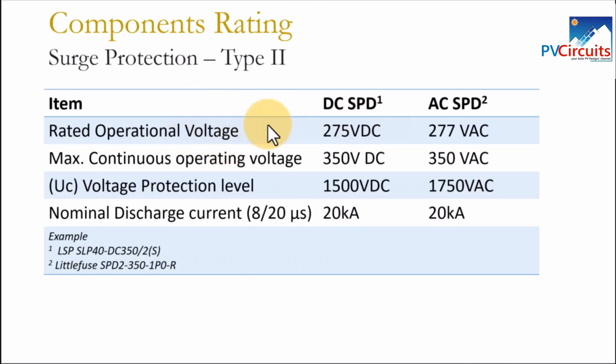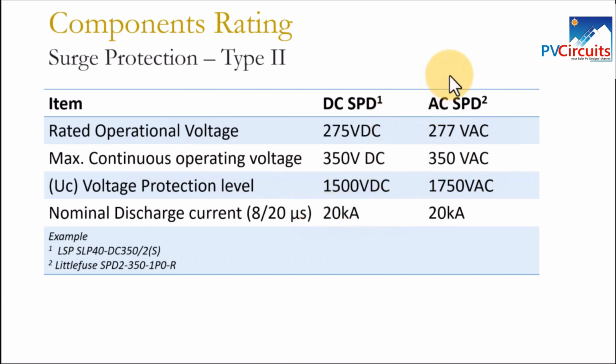Next, we look at the SPD, and SPDs are selected as per the information provided by the manufacturer. Our system operating voltage is about 270 volts VDC. So this is the nearest that can protect that line, and it has a maximum continuous operating voltage of 350. On this side we have the AC. Our AC is operating at 230, so this is the closest to it at 277, with a maximum continuous voltage of 350.